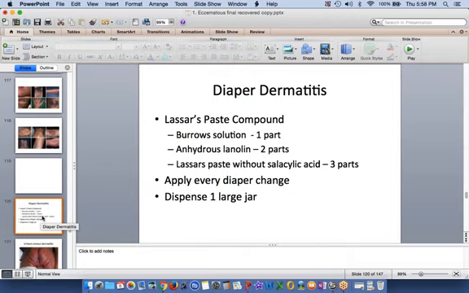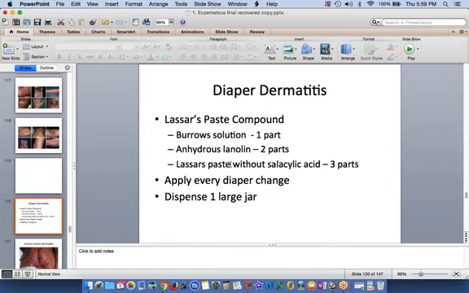Diaper dermatitis. We were looking for Lassar's paste, and now we found it because it's right here. There are variations of Lassar's paste, okay? This variation has burow's solution and hydrous lanolin and Lassar's paste. You can put it with or without salicylic acid, and it's phenomenally effective. There are variations of this compound.